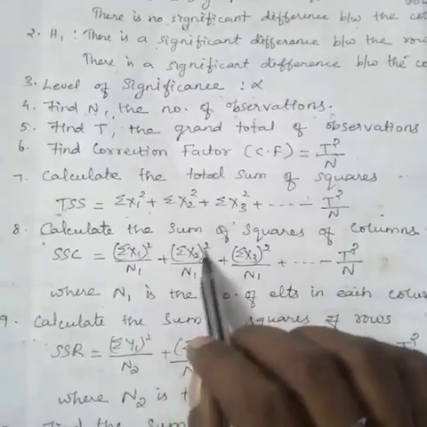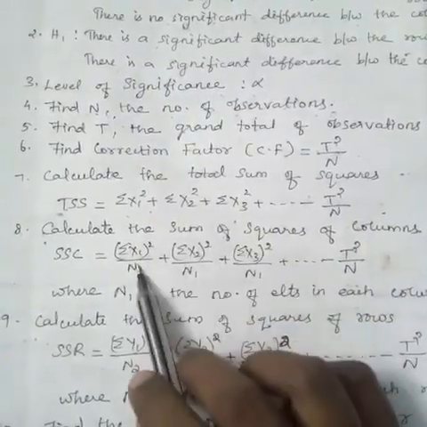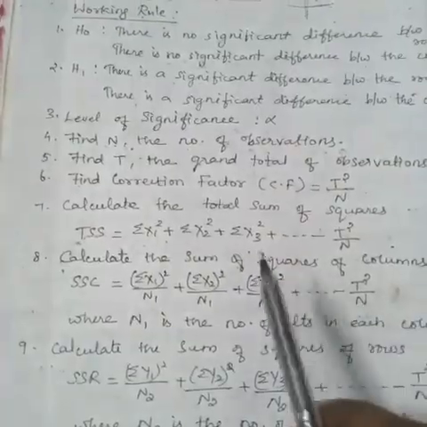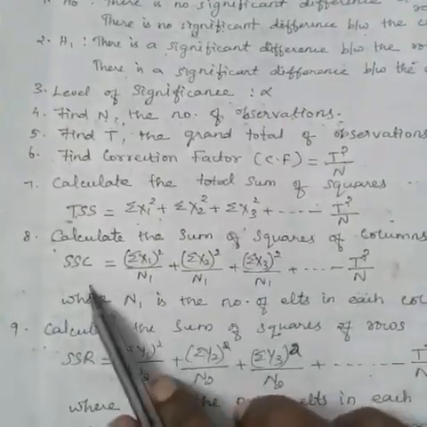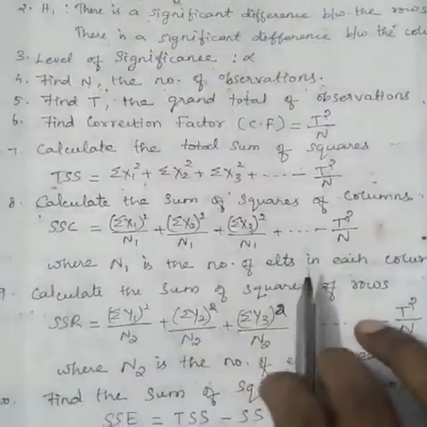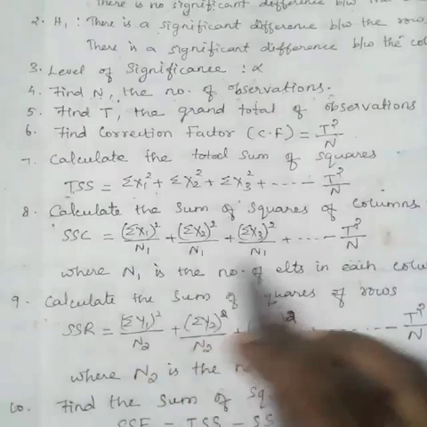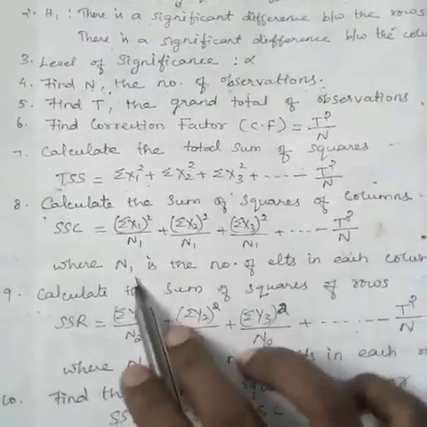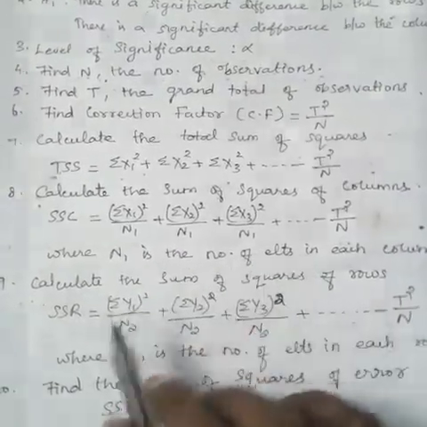The next step, calculate the sum of squares of columns, SSC. All the steps are the same as one-way classification. Here, in SSC, N1 is the number of elements in each column. That means we have column wise and row wise elements.